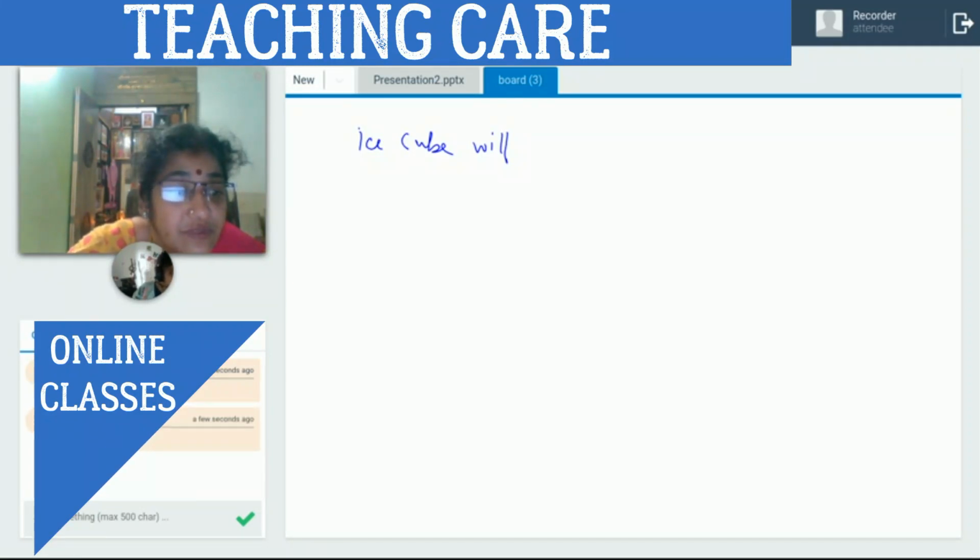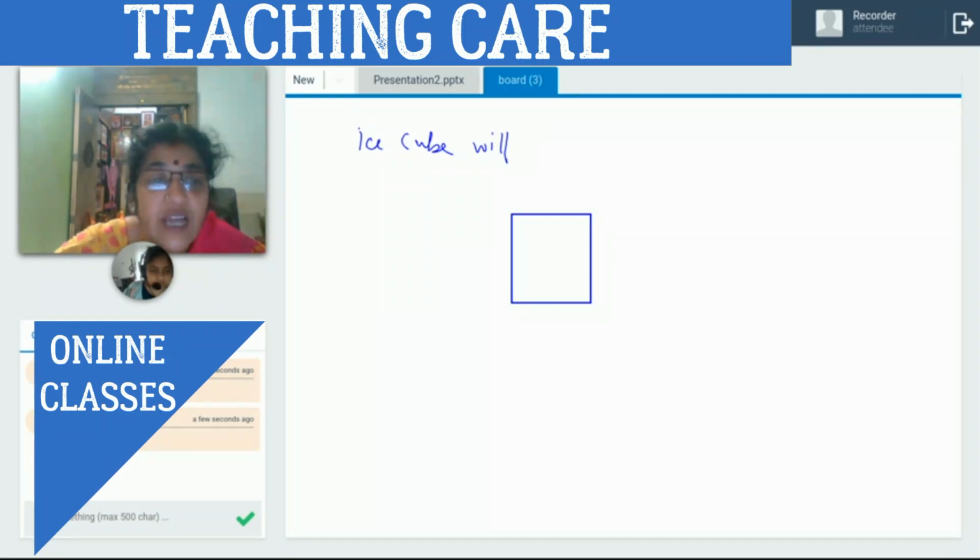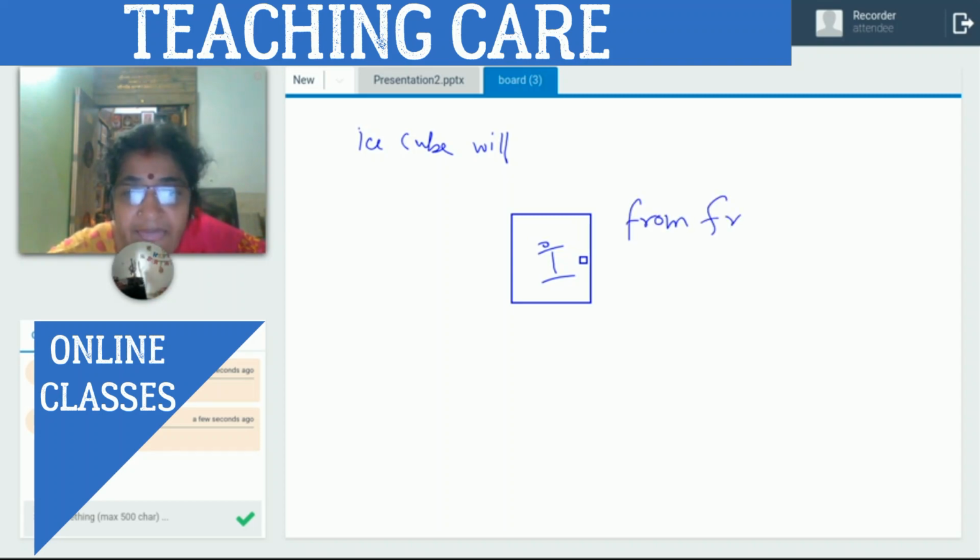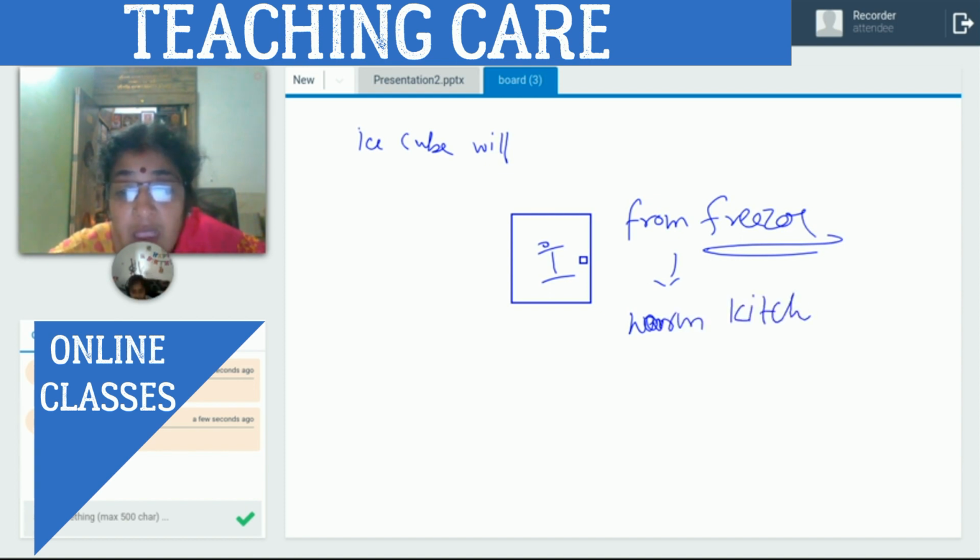Right, Srishti, right answer. Ice cube will freeze up. So you are taking that ice cube. This is an ice cube, right? You are taking this ice cube from the freezer and you are keeping it in the warm kitchen, right? What will happen?